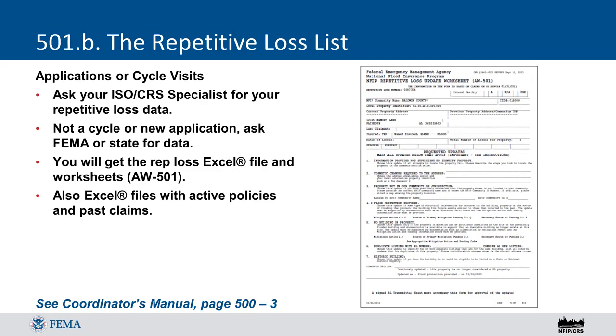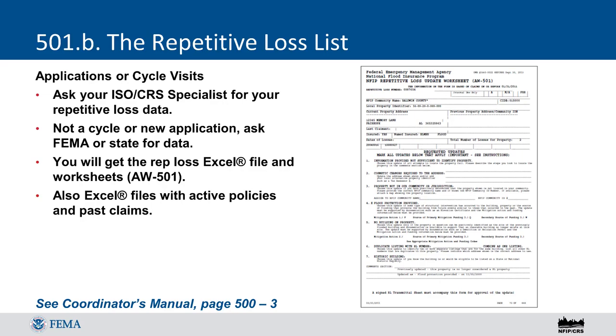Let's talk about the repetitive loss list. ISO receives community-specific repetitive loss data from FEMA annually and distributes that data to CRS participating communities. The timing may vary based on the time it takes to receive the list from FEMA, prepare it for distribution, and then send it out to the communities that have repetitive loss properties in our program.